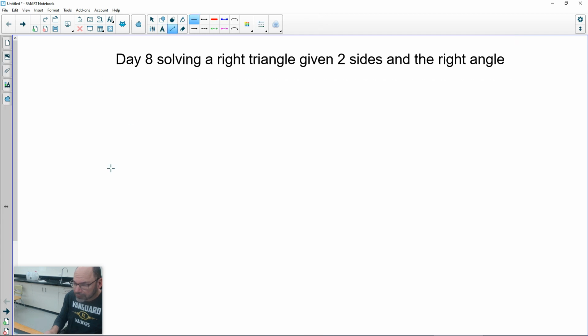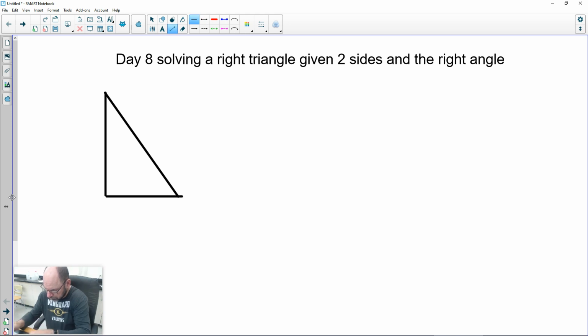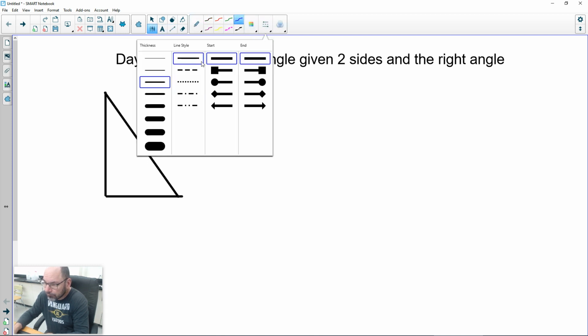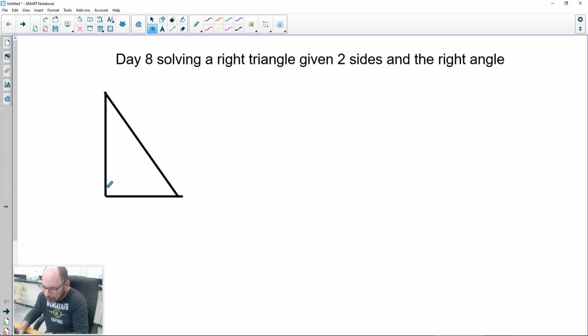So we'll draw it out. Let's say we have a triangle like this. And let's label it up here. Let's say that this is our right angle here, we know, and we are given two sides. So let's say that we're given this side here is 18, and this side here is 14. Okay, so no angle is given.